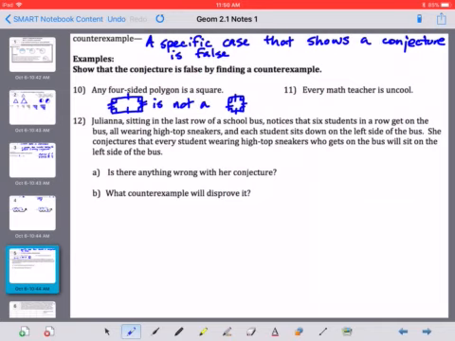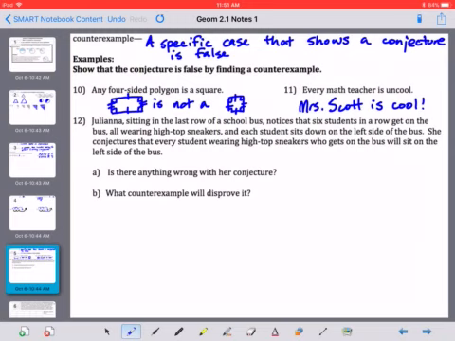All right, example 11, every math teacher is uncool. Well, I know that's not true, because Mrs. Scott is cool. Or I suppose you can use another math teacher. If you had another math teacher that was cooler than me, you can use them. I'll forgive you.